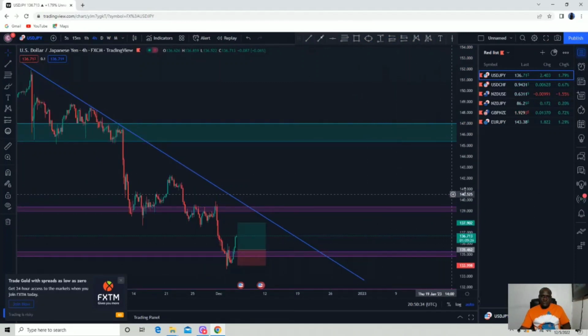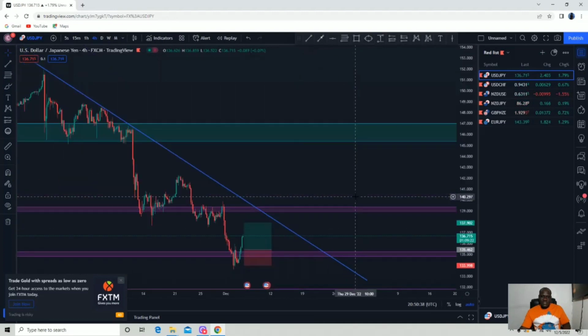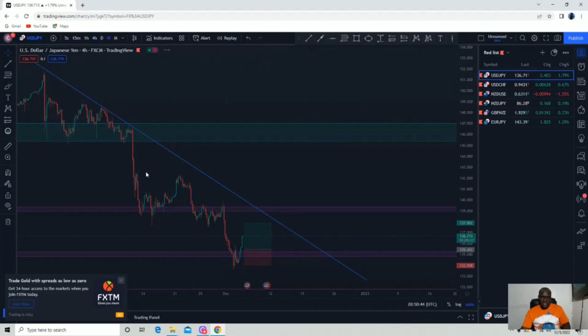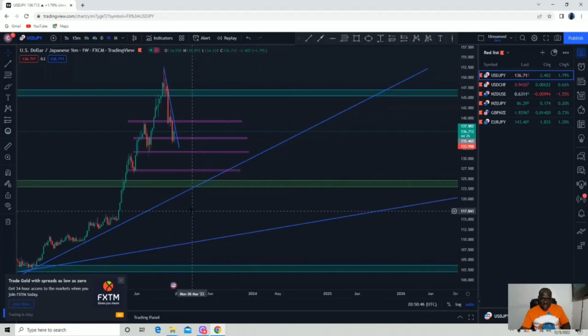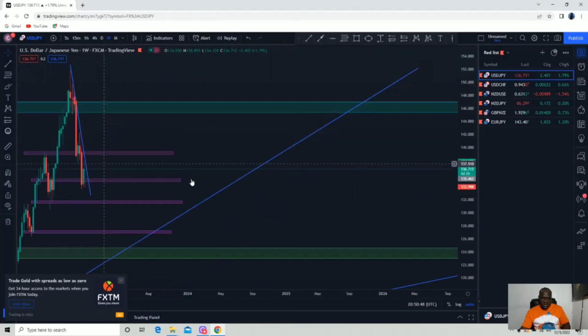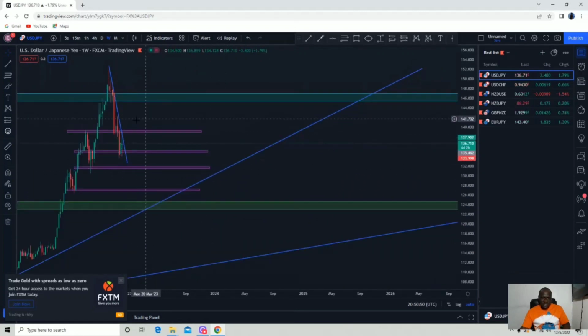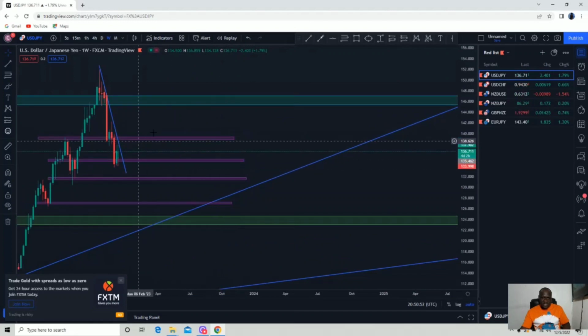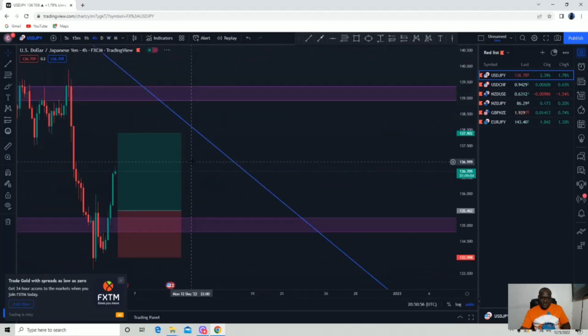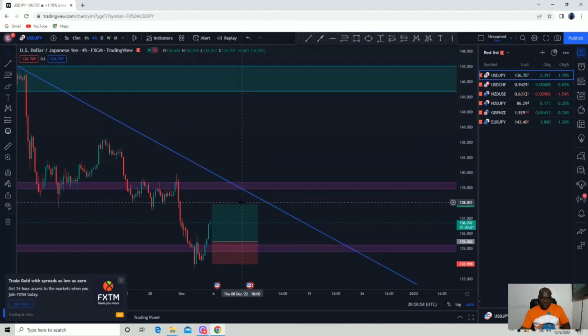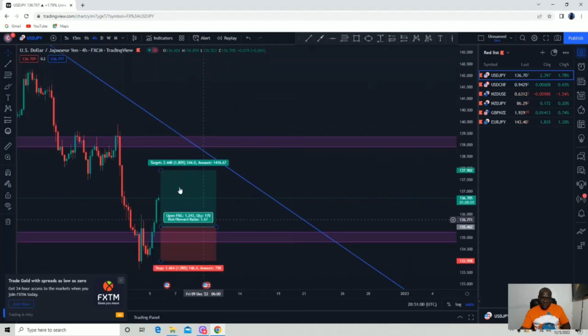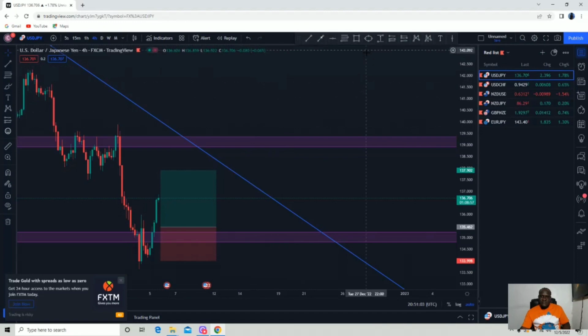Wow, this is GBP USD, USD JPY. As you can see, I drew this chart on my last video. That was when I drew my diagrams, and you can see how the market went. Look at how it respected this level. Wow, this is going to be a very huge profit. Look at how it respected this level.